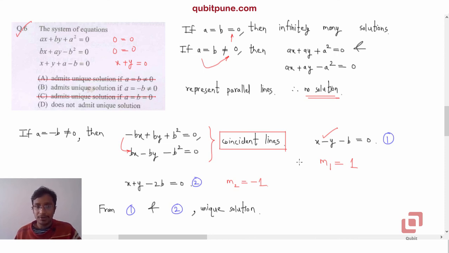Whatever that is, we are not interested in the location or the coordinates of that point. We are happy with the fact that the two lines intersect. So what does it mean? It means that there exists a unique solution provided both a and b are not equal to 0 and a is equal to negative b, and therefore it is option B.